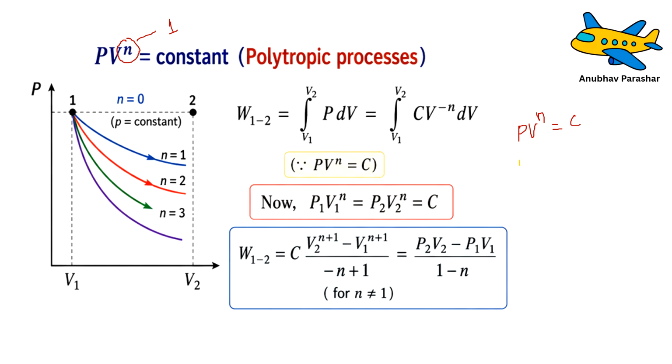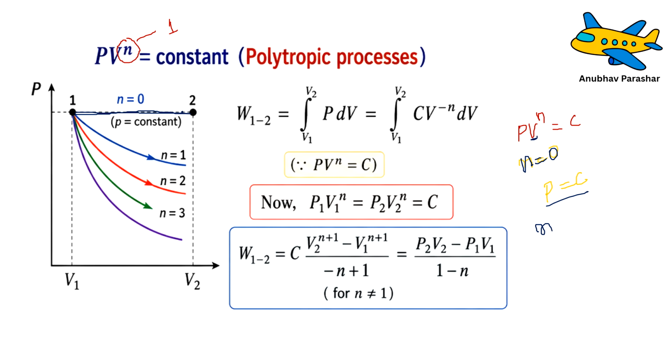When n is equal to 0, it becomes P is equal to constant. Okay, I'll change the color of the pen. When n becomes 0, it becomes what? V to the power 0 is, sorry, V to the power 0 is 1. So P into 1, that is pressure becomes constant, right? So this is the line which is representing n is equal to 0.